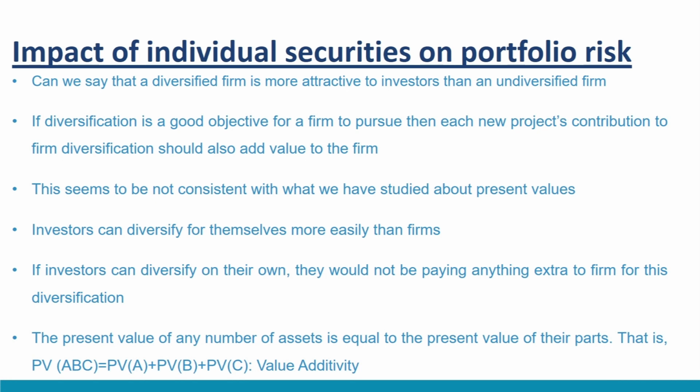This means that if a firm has three assets A, B and C, then the present values of A, B and C cash flows taken together is same as the sum of their cash flow present values individually. To summarize, in this video, we discussed the concept of beta, that is, sensitivity of a stock to market movements.